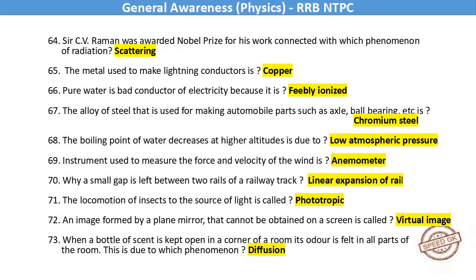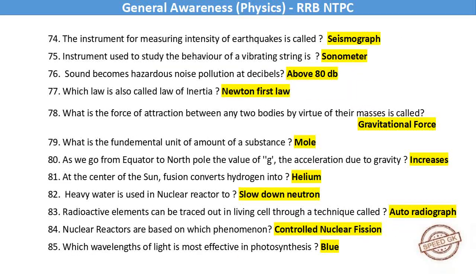When a bottle of scent is kept open in a corner of a room, its odor is felt in all parts of the room. This is due to which phenomenon? Diffusion. The instrument for measuring intensity of earthquakes is called seismograph. Instrument used to study the behavior of a vibrating string is sonometer. Sound becomes hazardous noise pollution at decibels above 80 decibels.